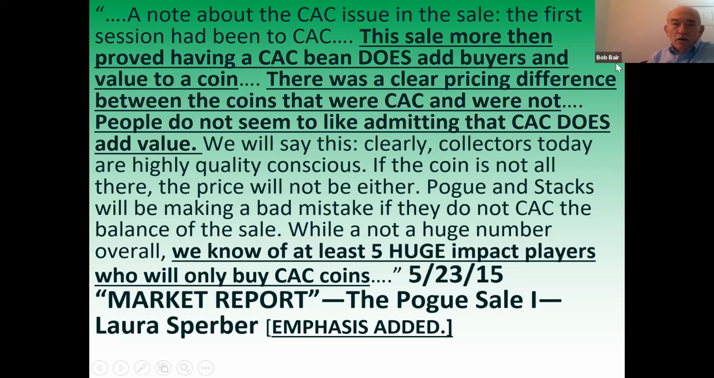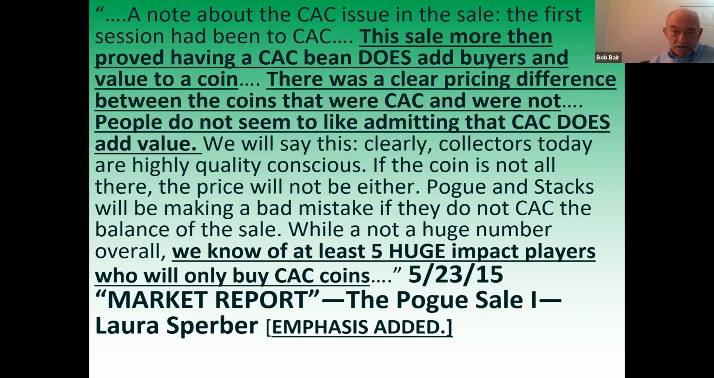A note about the CAC issue in the sale. The first session had been to CAC. This sale more than proved having a CAC bean does add buyers and value to a coin. There was a clear pricing difference between the coins that were CAC and were not. People do not seem to like admitting that CAC does add value.